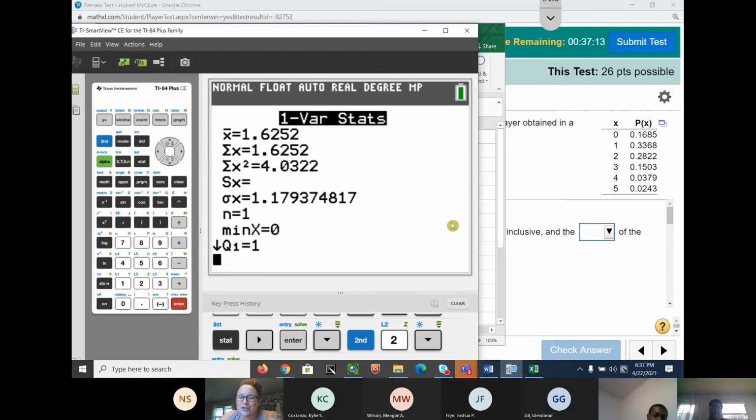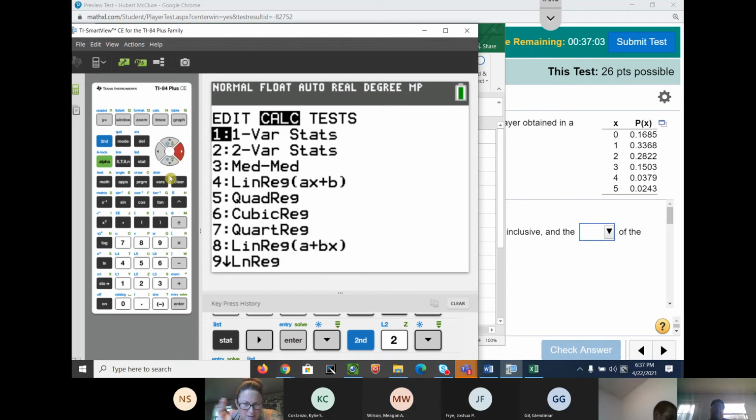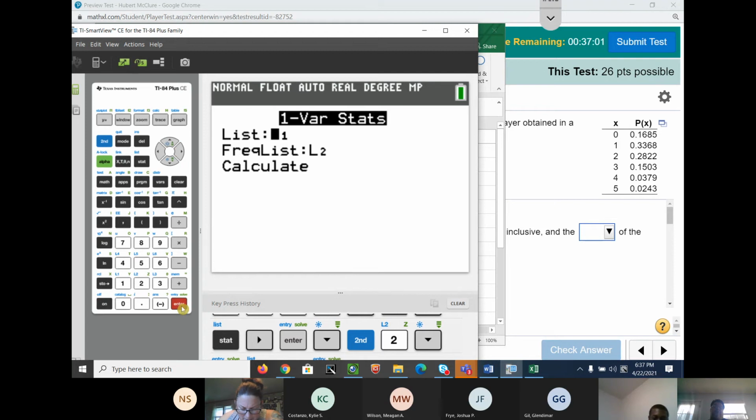Apparently my calculator's having its glitch again. Did you type in L2? When I pull up the thing: stat, calculate first variable statistic. Stat, calculate first variable statistics, enter. What does it say? Look at mine. It should say what mine says. I got an old calculator. It should have L1 and L2.